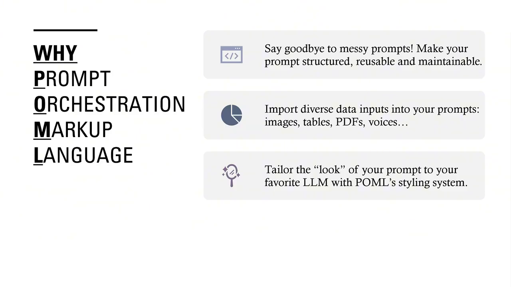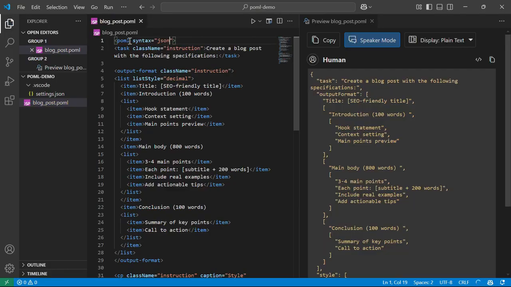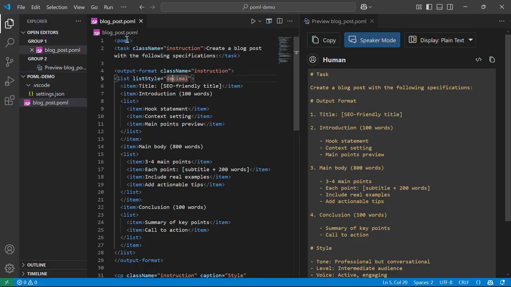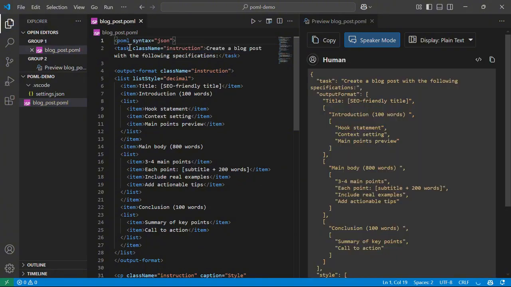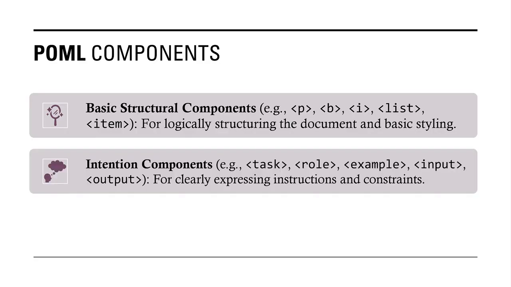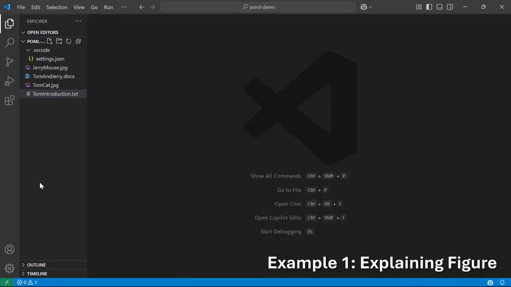It offers flexible styling. You can tailor how the prompt information is presented to the LLM, which can influence the output. And it provides an enhanced workflow with a VS Code extension, letting you write, test, and manage prompts just like code. The core building blocks are components. You have basic ones for logical structure and formatting, like paragraphs and lists, intention components to clearly express your intentions like task, role, and example, and you have data components to bring in external data, such as documents, tables, and images.